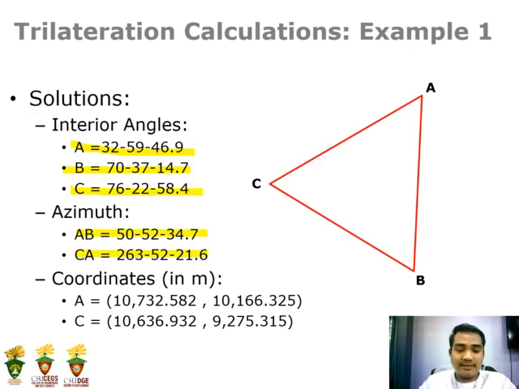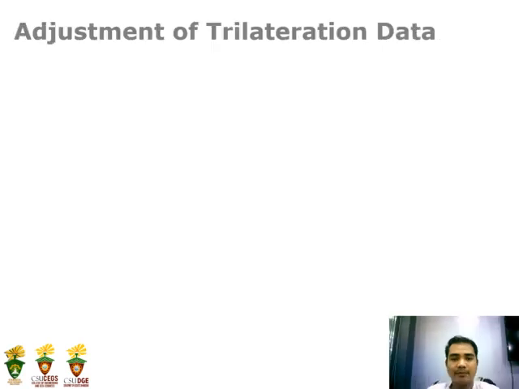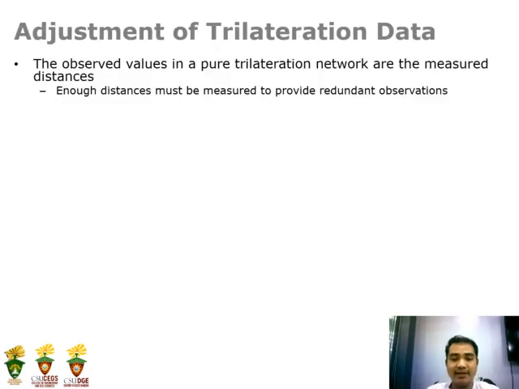And sa coordinates, we have here the coordinate A, which is 10,732.582 and 10,166.325. And for C is we will having 10,636.932 and 9,275.315. For the adjustment of trilateration data, the observed values in a pure trilateration network are measured in distances. Diba sa mga ang discuss na kanina, na sa trilateration network, ang iyahang data is all measured distances.